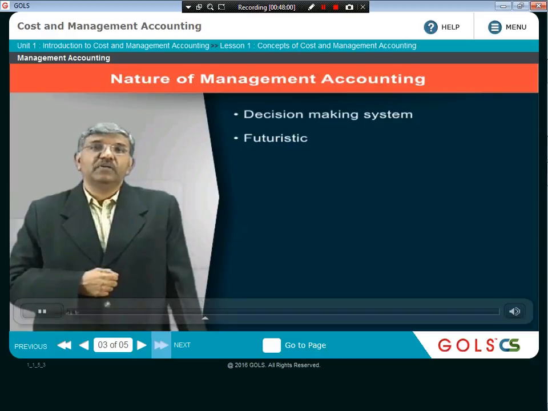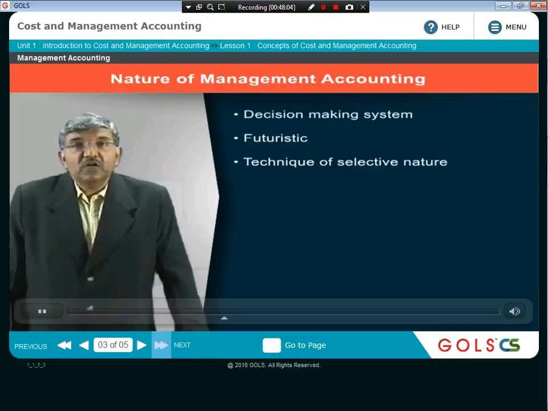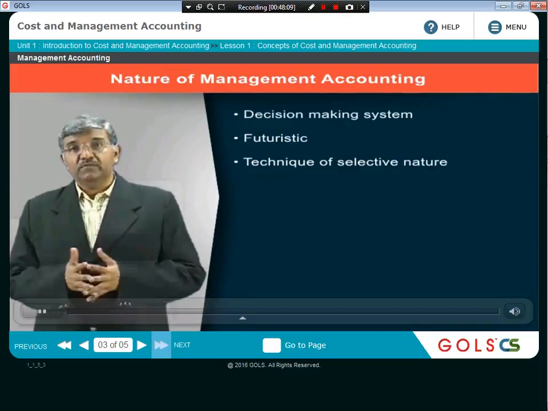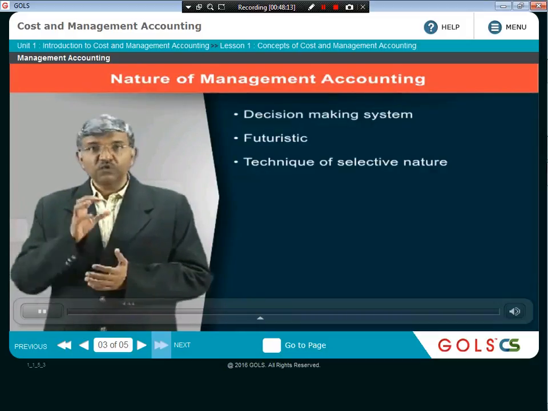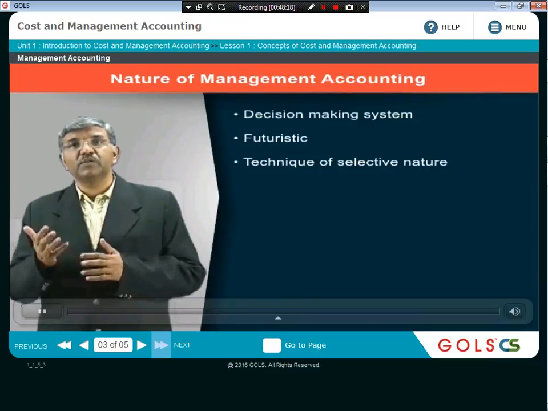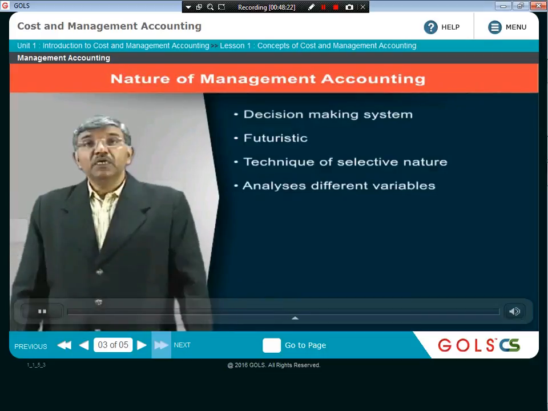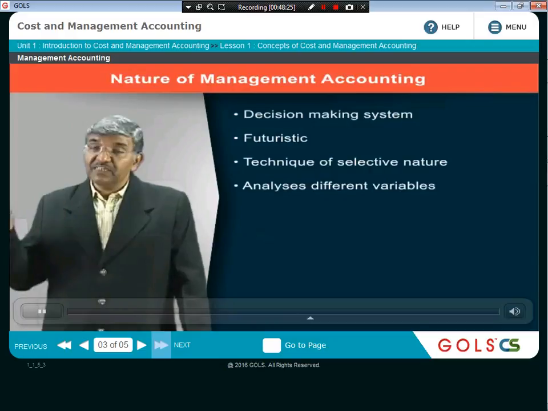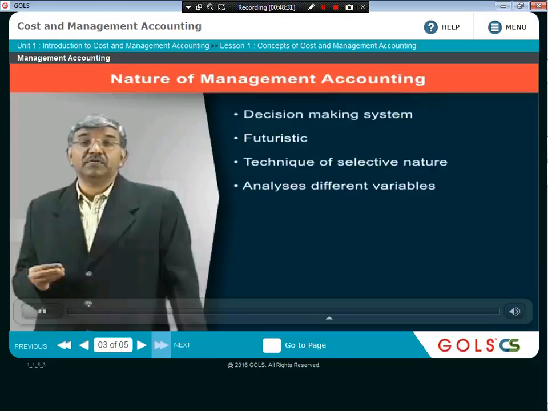The third, management accounting is a technique of a selective nature. It is not necessary that each and everything has to be presented and converted into an understandable manner. It has a selective nature. Only the necessary things, like the financial statement, will be converted. Fourth, management accounting analyzes different variables. It does not stick to one thing. It analyzes the sales, the material cost, the stock, etc. Different parts or variables it will analyze.